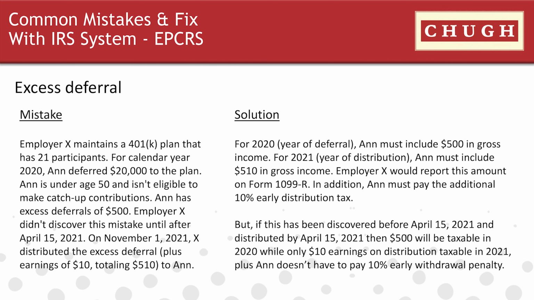So how to avoid these mistakes in the future? Plan sponsors should work with the plan administrator to ensure that the plan administrator has sufficient payroll information to verify the deferral limitation, and have checks and balances in place to alert the employer and the plan administrator when the limit is exceeded. Even if the limit is exceeded, take timely corrective action, which is by April 15th of the following year.